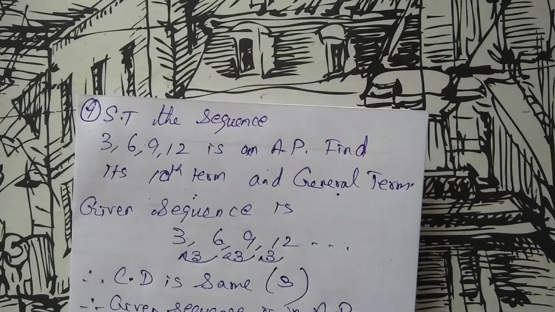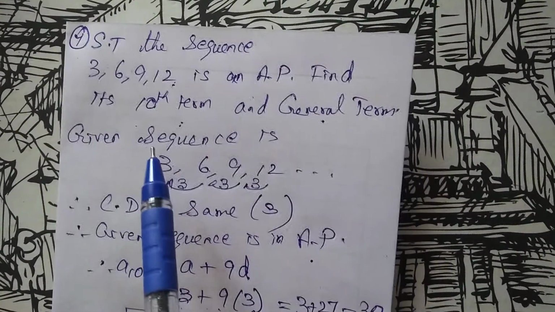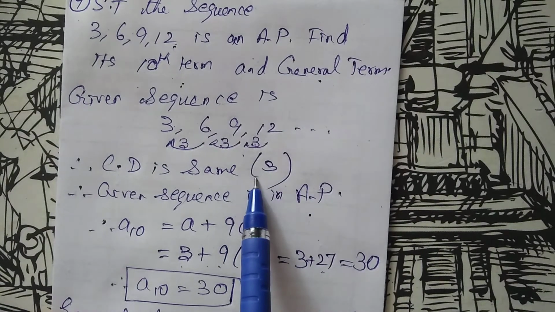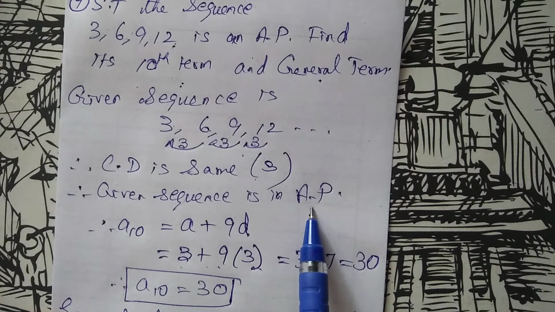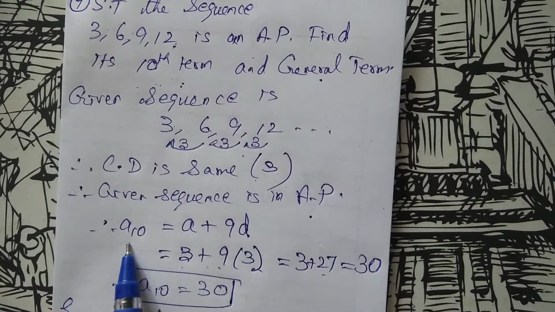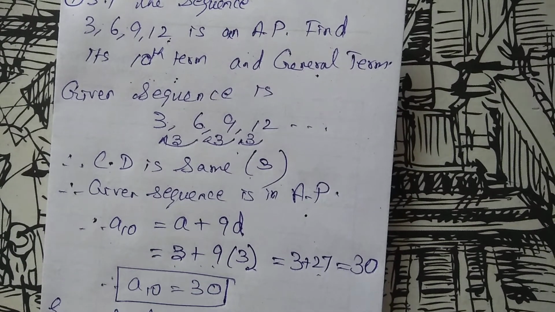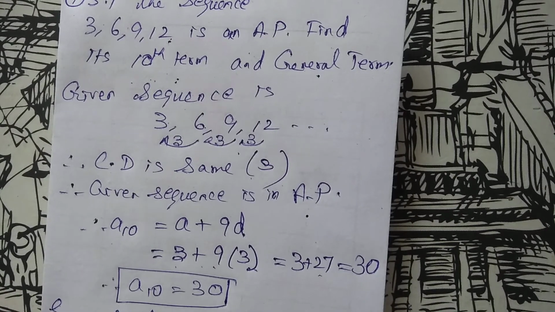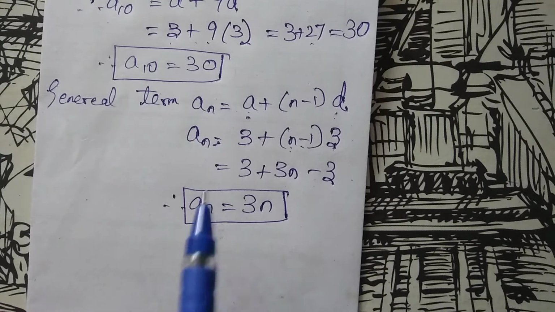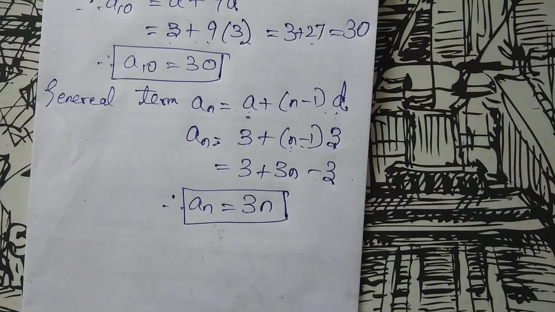So in the sum, they have given you a sequence. First we should check whether it is an AP. So we find the difference of the consecutive terms and we find common difference is same. So the given sequence is in AP. Then we have to find its 10th term. 10th term is A10. A10 is A plus n minus 1 into D. 10 minus 1, 9D. Now from the given sequence we know what is A, what is D. We substitute and we get the value. Next we have to find the general term. General term we know the formula A plus n minus 1 into D. So general means n is not given.